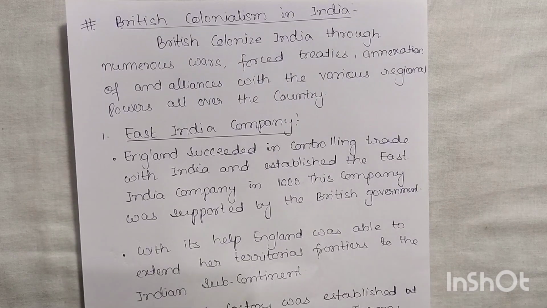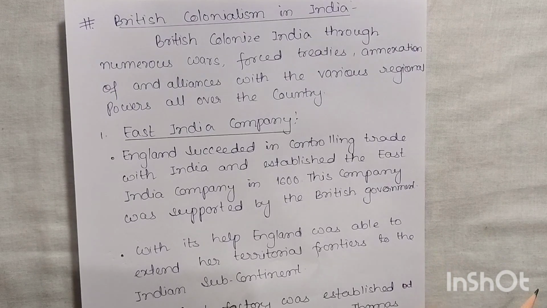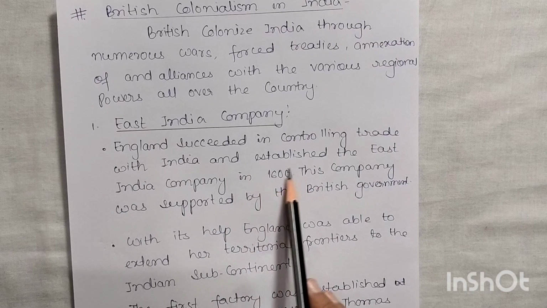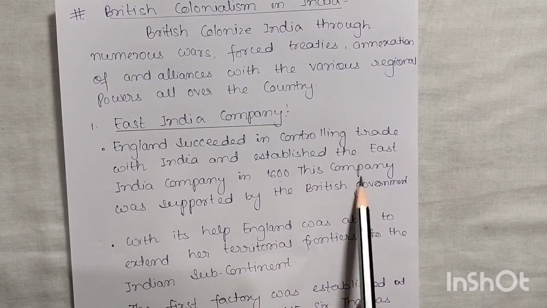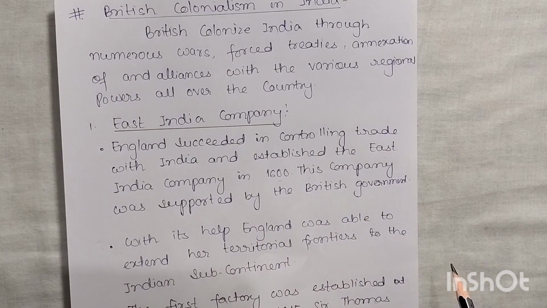So first of all, the East India Company. Let us see what the East India Company is, how it came and how it entered India. England succeeded in controlling trade with India and established the East India Company in the year 1600. This company was supported by the British government through England, and the name given was East India Company. It would do business here in India.